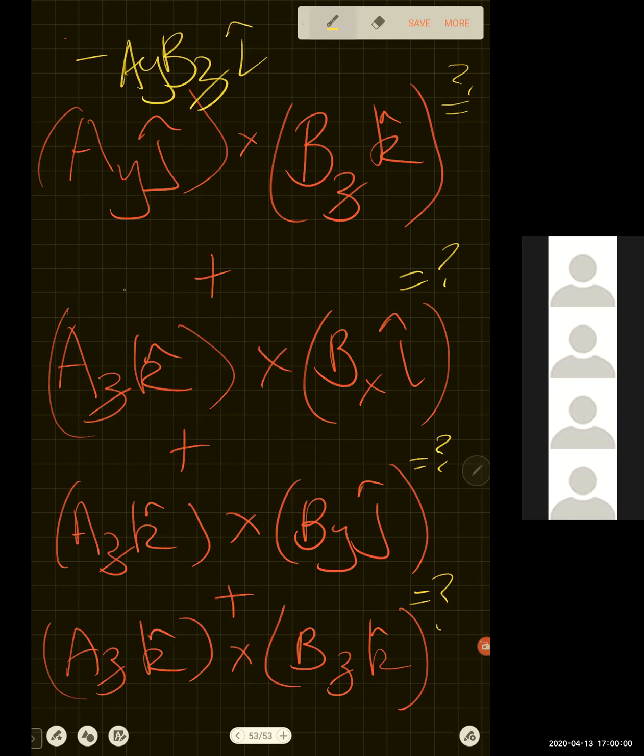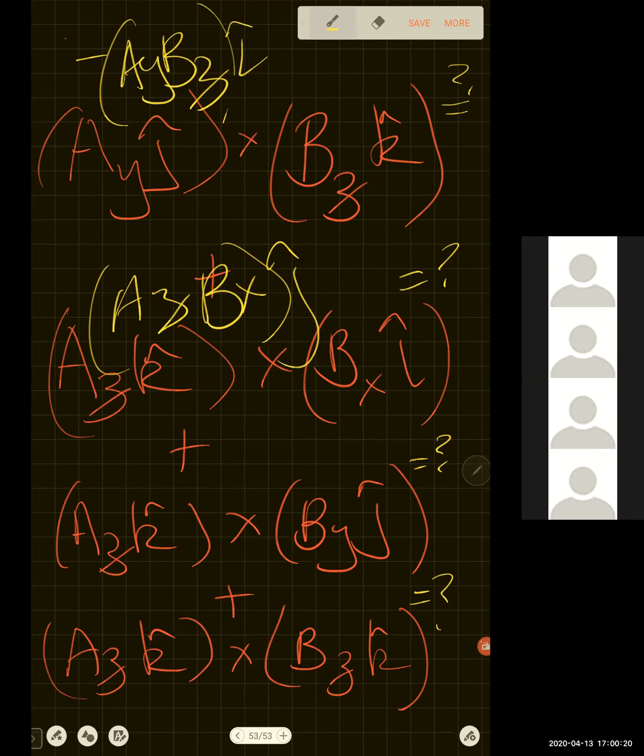is AZ BX. I'm always just multiplying the numbers by each other unless I get zero. K cross I. Well, K cross I is J, positive J. So this whole thing is J. In other words, yes, no, are people seeing what I'm doing?